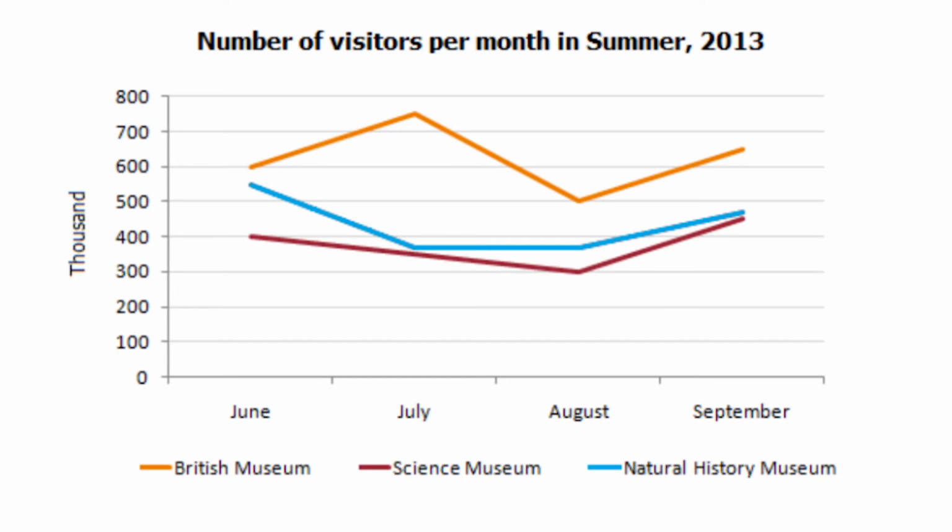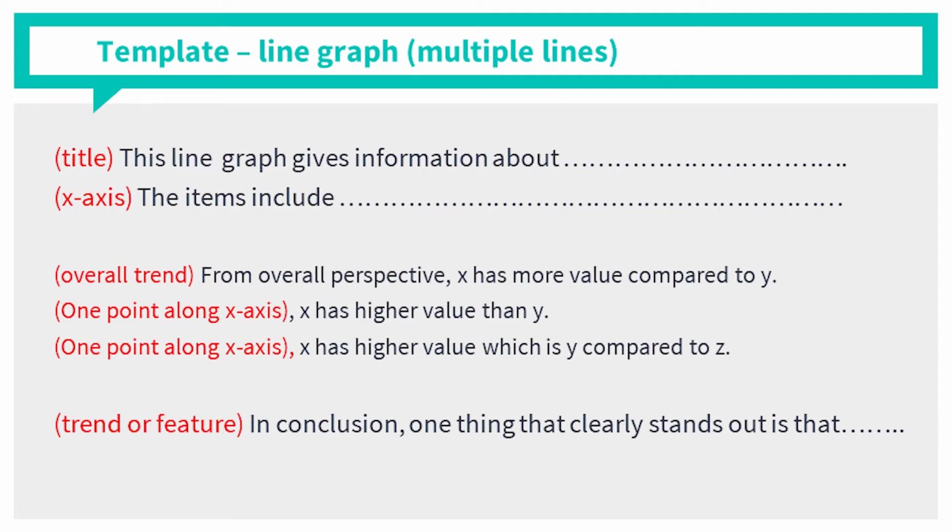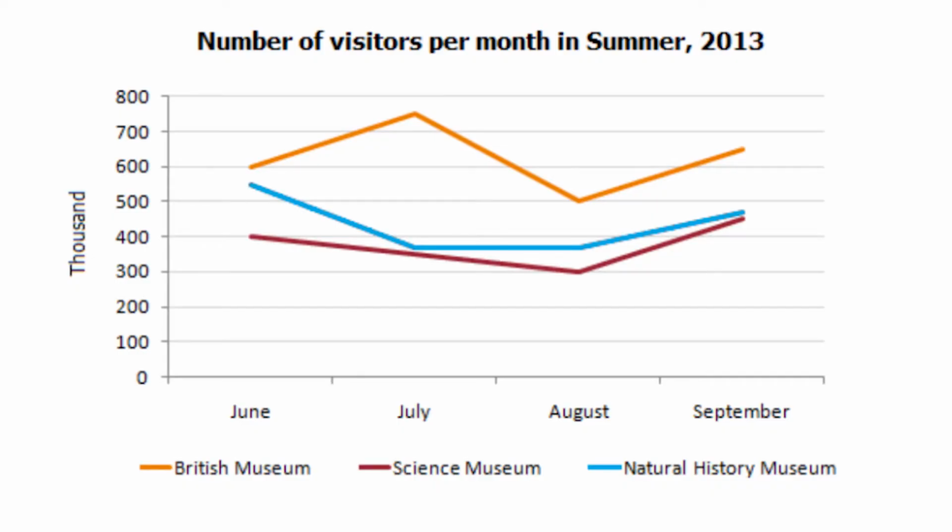Now, for the second graph, we have a multi-line graph. In terms of the template, the beginning and the conclusion are exactly the same as the single line graph. You want to cover off the title, the items, and the conclusion. I will give you the full sample answer a little bit later, but I do want to address the body part of the template first because there are a few variations. Now, for the body part of the answer, depending on how wordy some of the topic or items are, you won't be able to fit in more than 3 sentences.